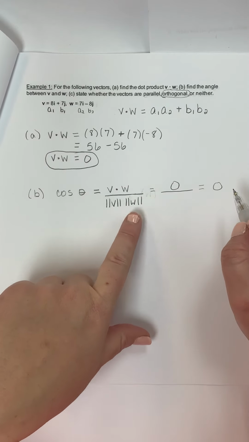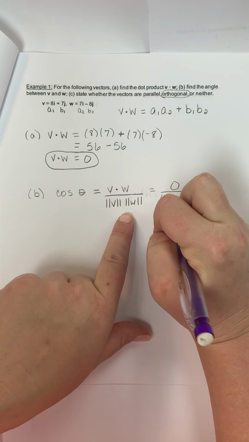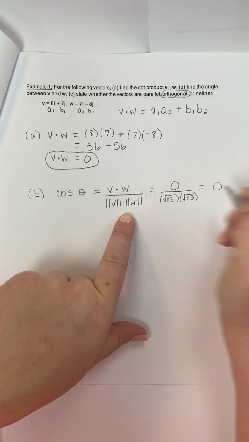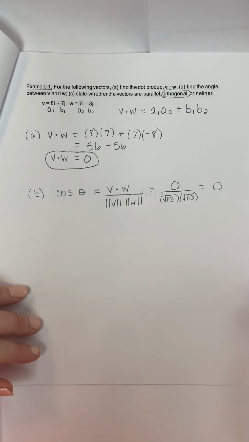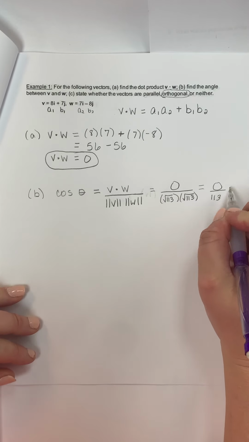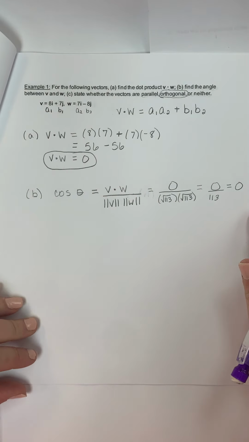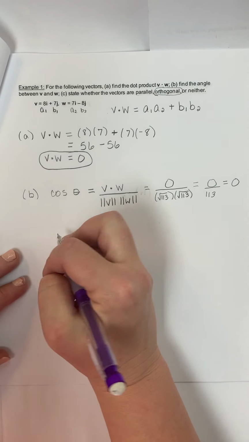Now, if you wanted to find the magnitude of each of these, I will go ahead and tell you that they have the same magnitude. Each one of them has a magnitude of the square root of 113. So when you multiply them together, you get 0 over 113, which is 0, like we predicted. So we don't actually have to go through and do this because our numerator is 0.